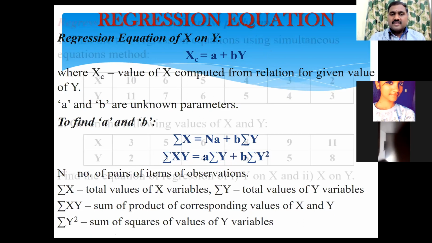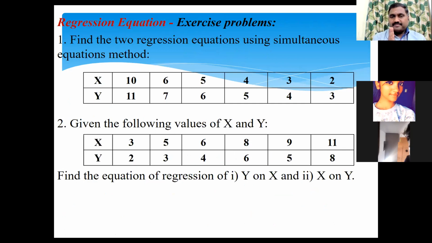Based on this, in the last classes we worked out these two problems. Do you have any doubts on the regression equation? Clear? You know how to find X on Y and Y on X. X and Y are given. First you need to find X square, Y square, XY, and then find the summation of all X square, Y square, XY, and substitute in the formula to find the a and b values first. After finding a and b, substitute in the regression equation Y on X, X on Y, and write the equation.